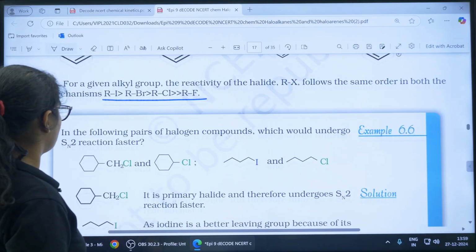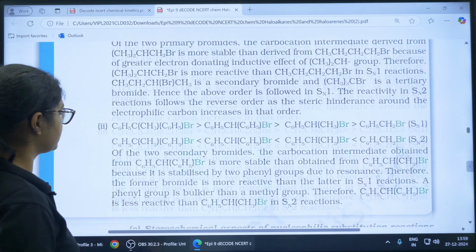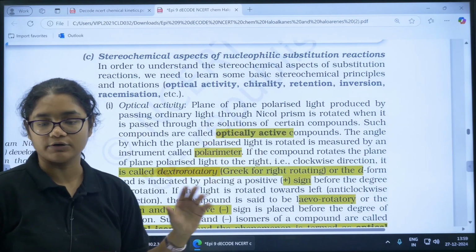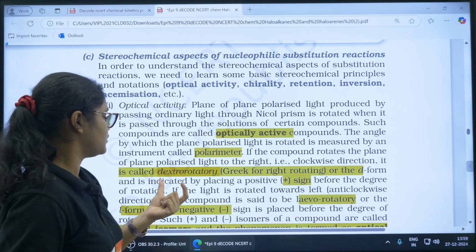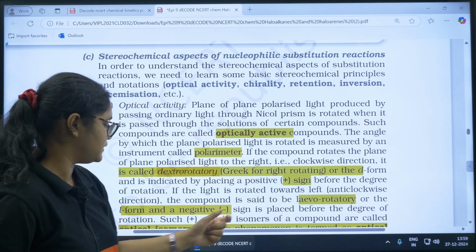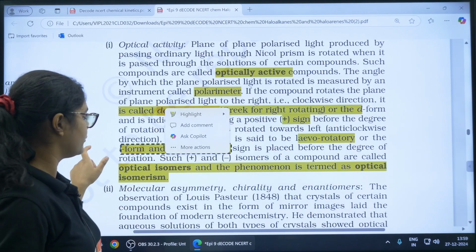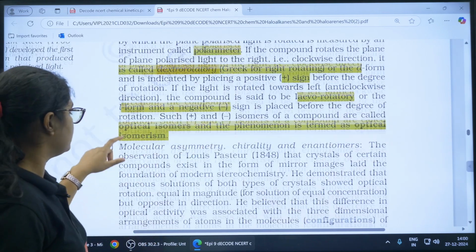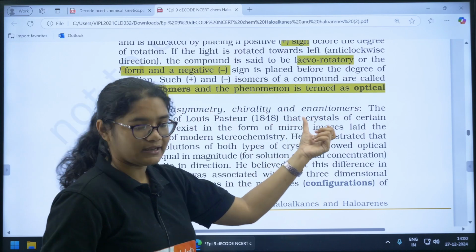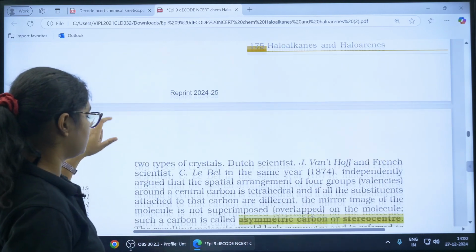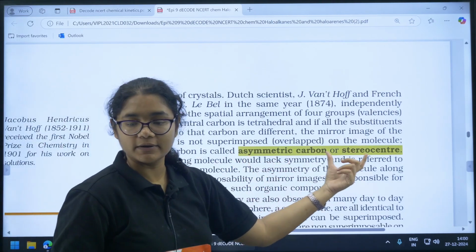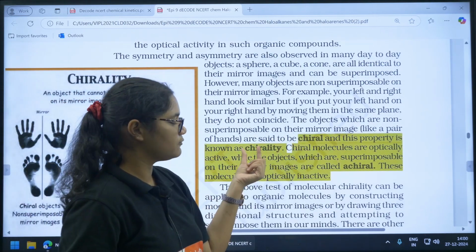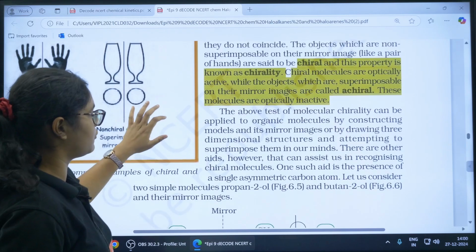Fine. Next, these in-text questions you definitely have to solve. Some stereochemical points or definitions that you should be knowing: optically active, what is polarimeter, what is dextrorotatory, levorotatory, how are they denoted. Then what are optical isomers or what is optical isomerism. Next, molecular asymmetry, chirality, enantiomers. Here we have what is asymmetric carbon and what is stereocenter. After that we have what is chiral and what is chirality. So these definitions are important.